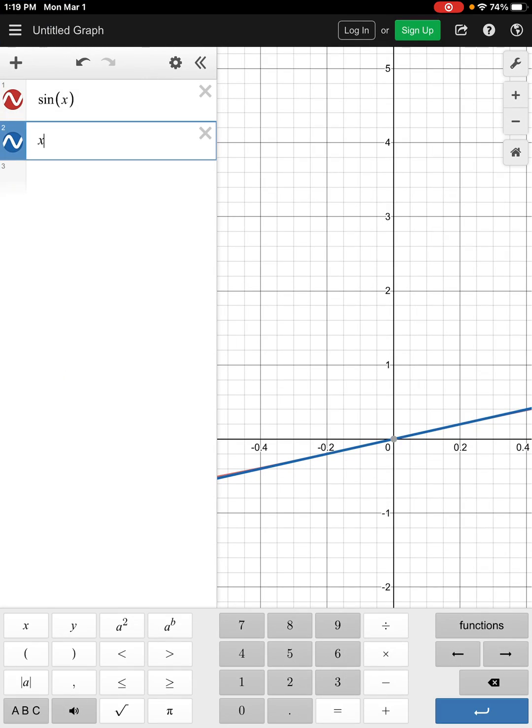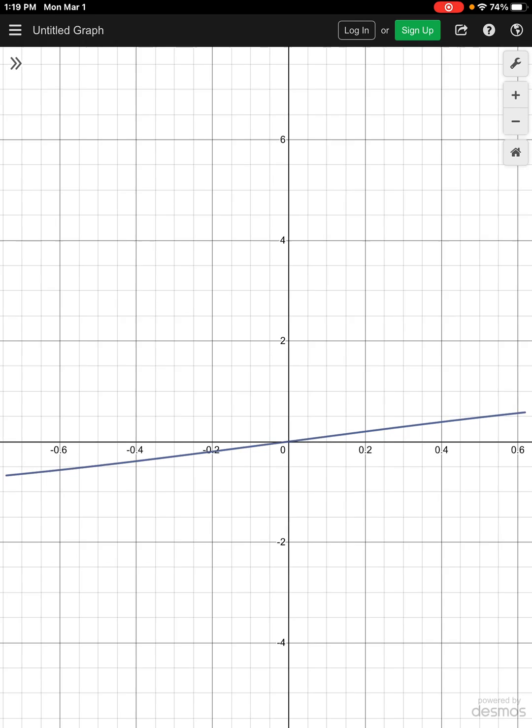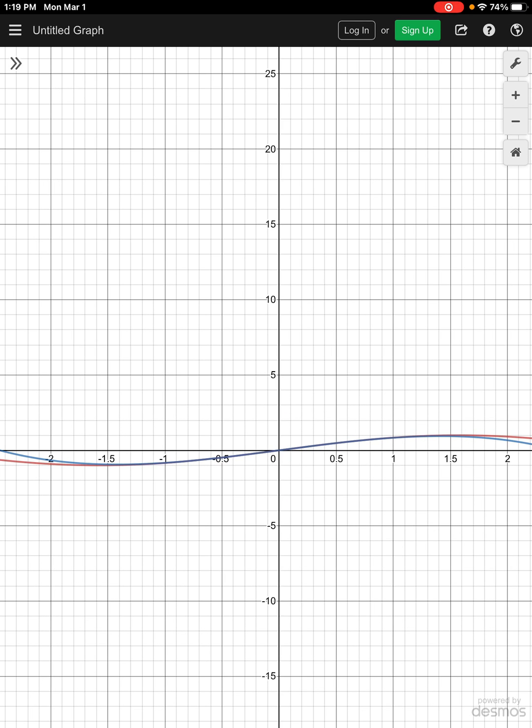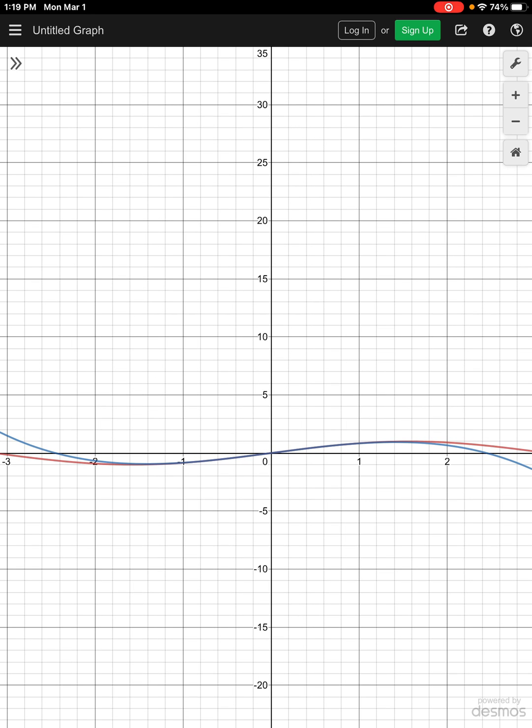I'm going to just add on to what I had, minus x cubed divided by 6. Okay, that looks like a really good fit. So I'm going to zoom out a little bit more. I'm going to get rid of this so I can see a little bit more of my curve. Well, that looks like a decent fit up until maybe 1.5. So let's go look in here.